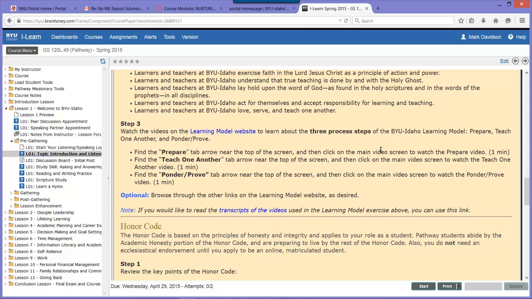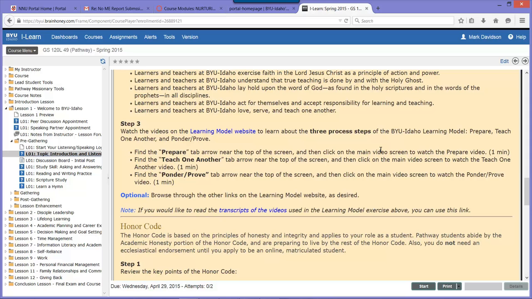Now, these things do build off of each other, so in order for us to be able to teach one another, we do have to be prepared. Being prepared is something that happens through inviting the Spirit, through being organized and being on task, through not procrastinating and not waiting until the last moment to begin assignments. Teaching one another, we do that in our discussion boards and in other ways as well in this course.